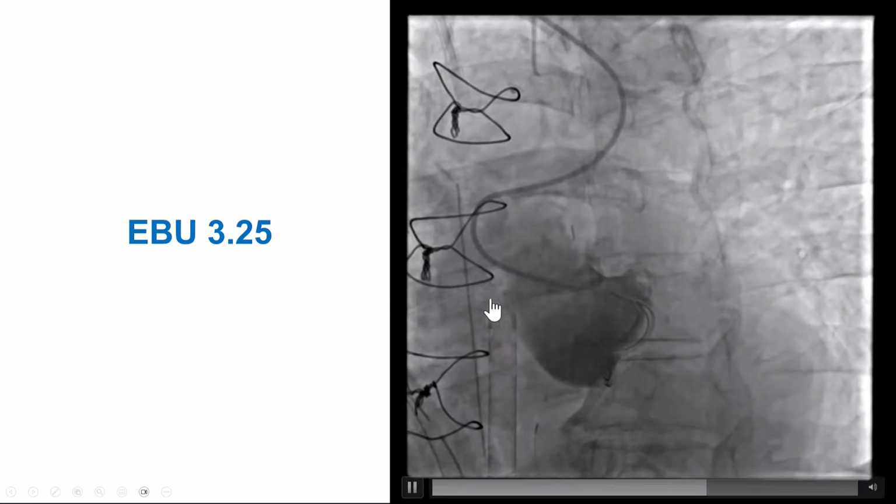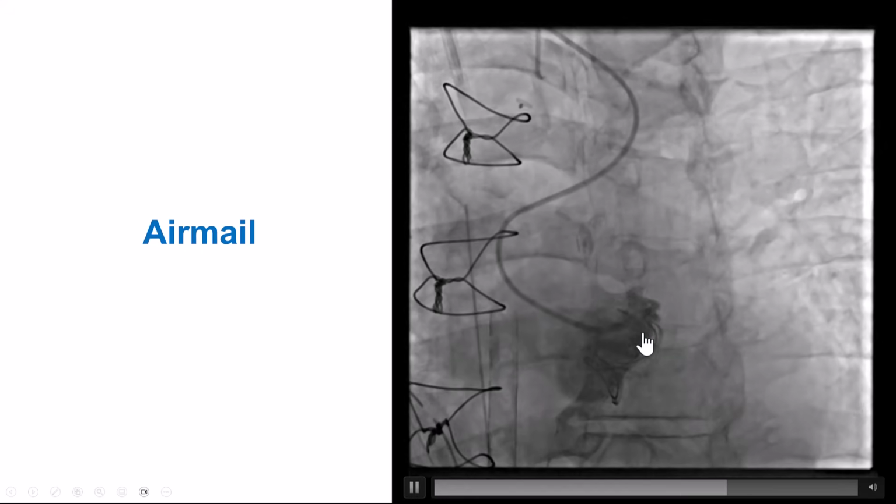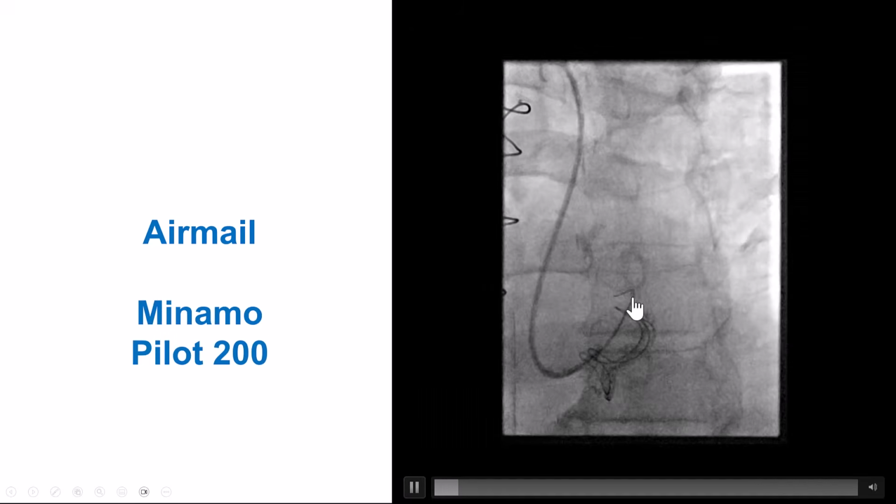We switched this for an EBU 3.25 guide catheter. Once again, we have a left main occlusion, which explains the patient's hemodynamic compromise. The problem is that getting to the coronary was extremely challenging. We used a guide extension and various guide wires.